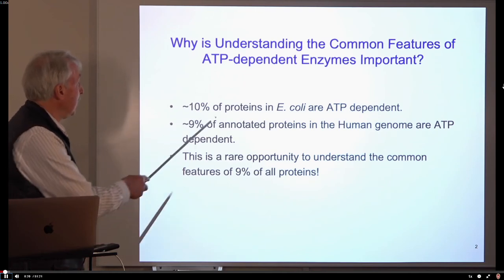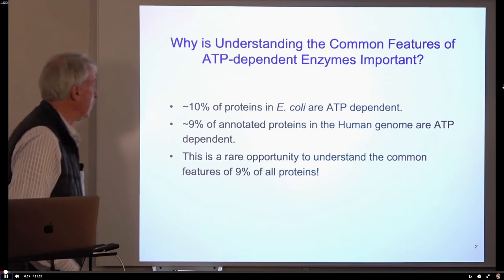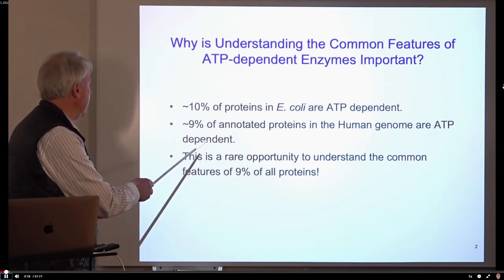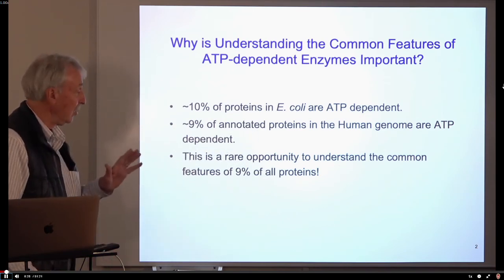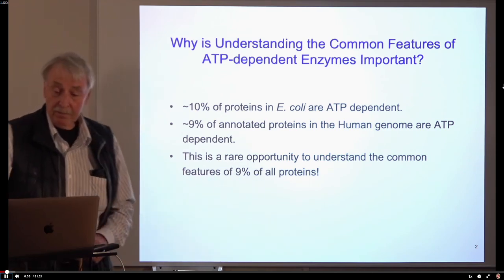About 10% of proteins in E. coli are ATP dependent. About 9% of annotated proteins in the human genome are ATP dependent. So this is a great opportunity to learn the common features of a very large number of proteins.